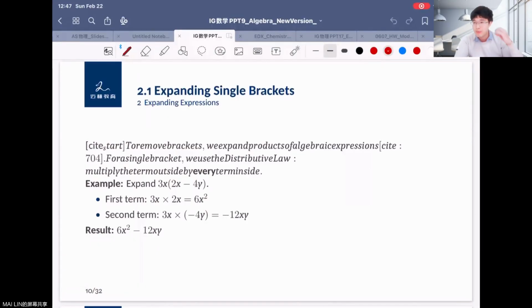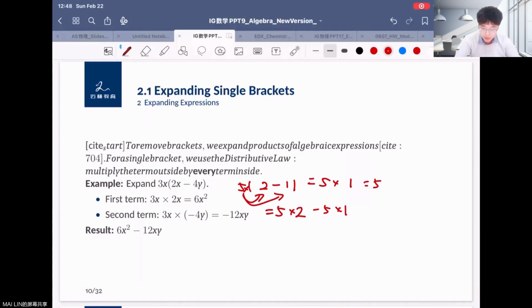Imagine you are multiplying numbers, maybe 5 times 2 minus 1. Before this lesson, you could first operate 2 minus 1, so 5 times 1 equals 5. But you can also use another way: 5 times 2, and then minus 5 times 1. So it's 10 minus 5, which also equals 5.